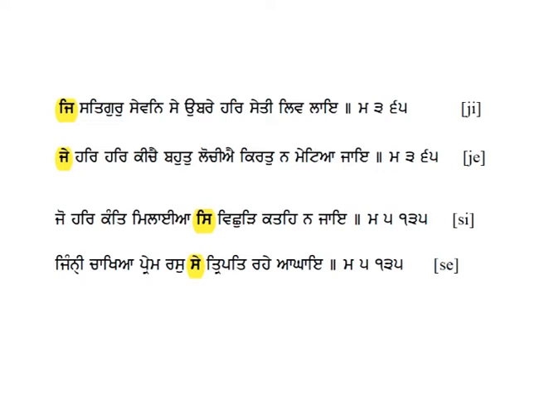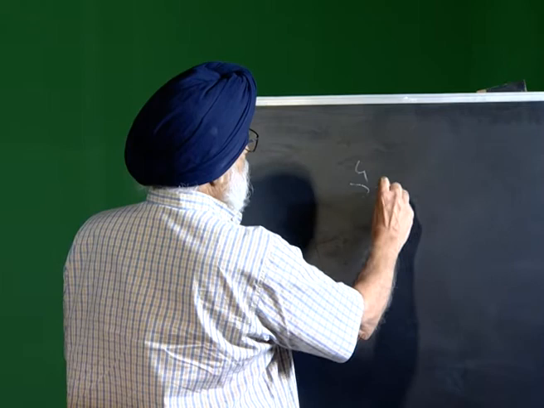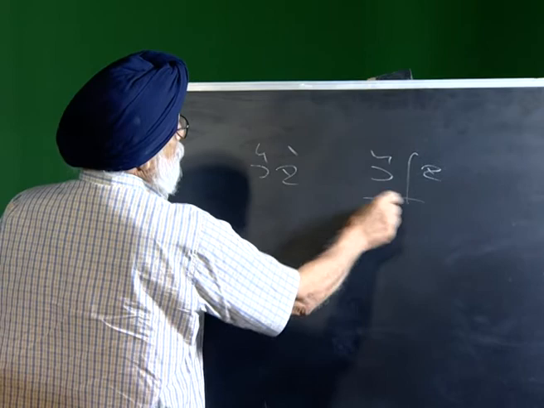Then you have in Gurbani this difference between A with la and with the CRE. You see, you will have sometimes hue with ha ha onkar, and you have hue and you have hue. Now this is very frequent, or jaye, you see, and jaye.